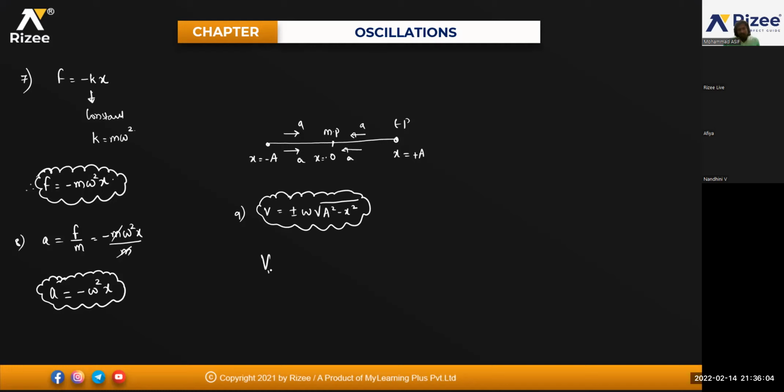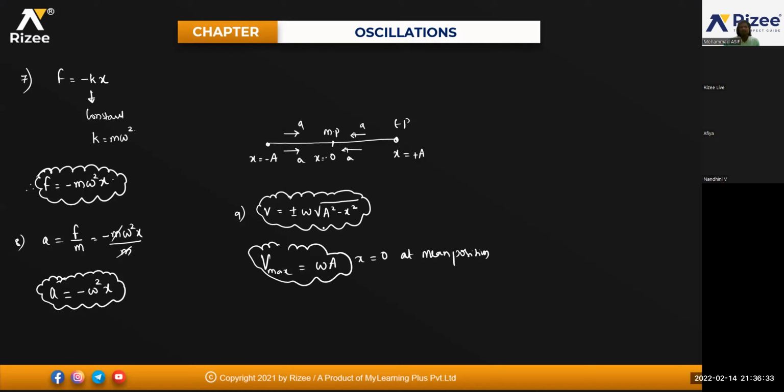V will be maximum when x is equal to 0. That means at mean position. That is equal to omega into a. V max is equal to omega into a. At x is equal to how much? 0, at the mean position. Okay, at mean position, V max will be equal to a into omega. Clear?